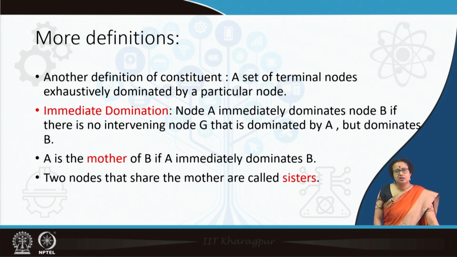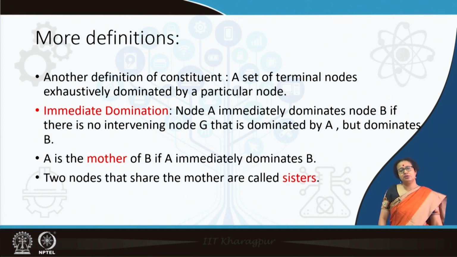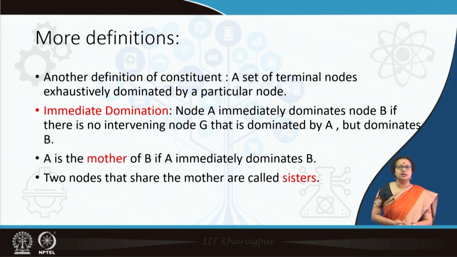We have more definitions and concepts related to the idea of domination, and let us have a different definition of constituent at this point. You already know how to define a constituent. So, now we have a slightly different definition: a set of terminal nodes exhaustively dominated by a particular node. So, you know that if we talk about a constituent, it is under domination of some XP, right. So, that is why we are talking about the idea of domination and the idea of exhaustive domination while defining a constituent in a different or newer way.